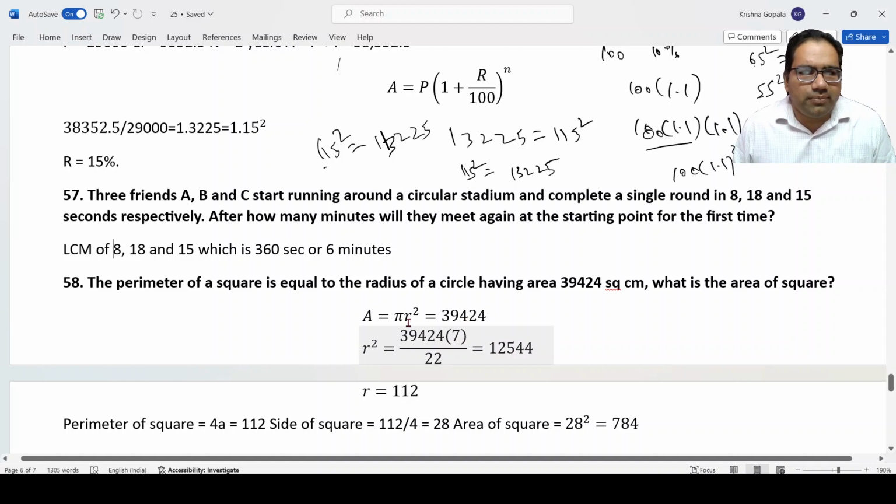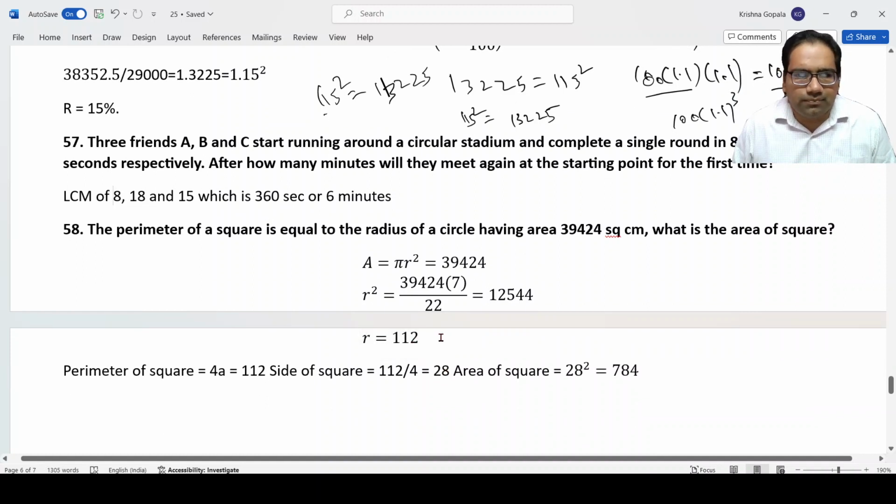If we look at this number, we can very easily tell: 3 plus 4 plus 4, which is 11, 9 plus 2 is also 11. That means it is divisible by 11, and it is an even number. That means it is divisible by 2 also. That means it is divisible by 22 also. Just by looking at the number, you don't need to worry. You do the calculation, you will get 12544. That means R is actually 112.